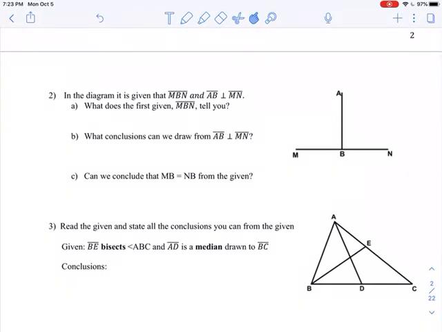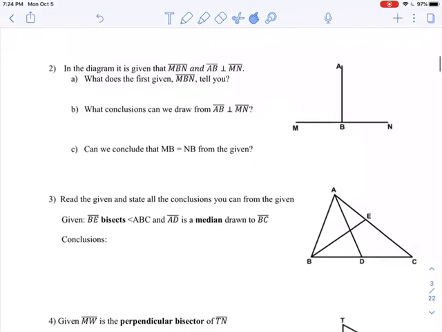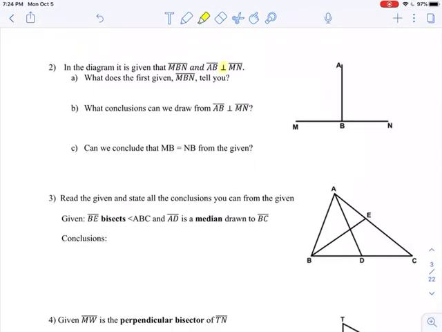Okay. We have a few more to look at, just practice here. So in the diagram, it's given that MBN is a line and AB is perpendicular to MN. What does the first given line MBN tell you? Well, it tells me that M, B, and N are collinear. They are forming a line. It also tells me that angle MBN equals 180.